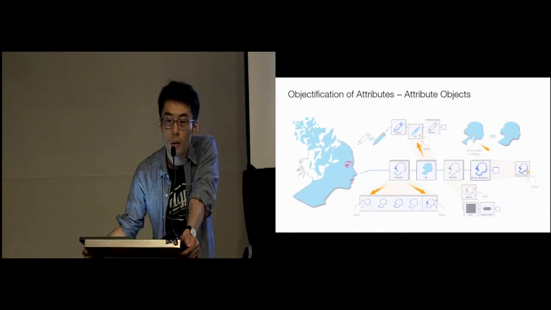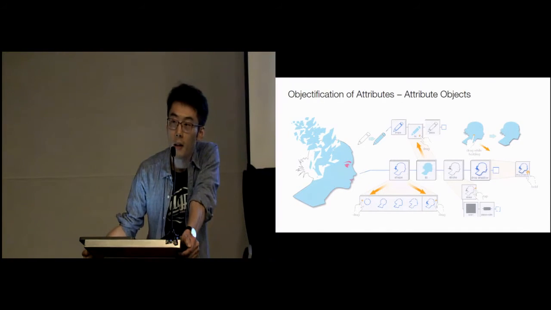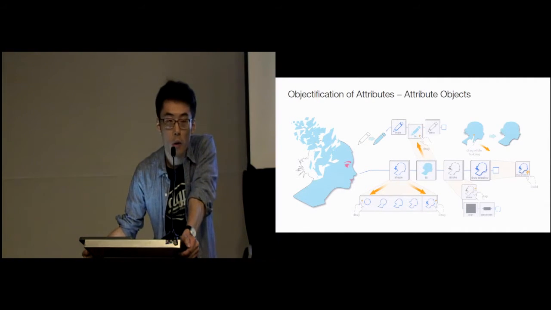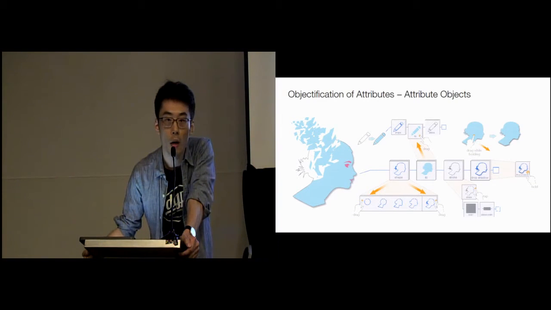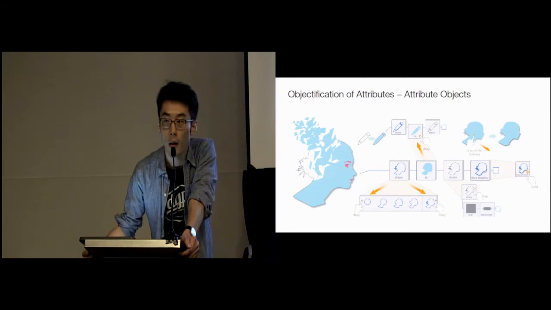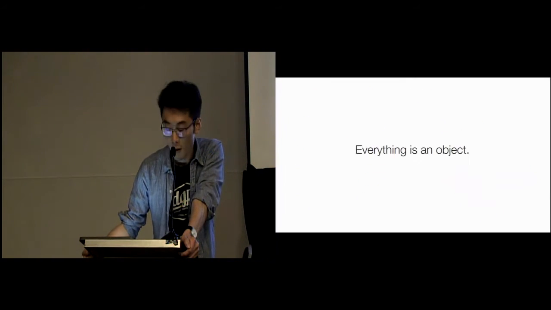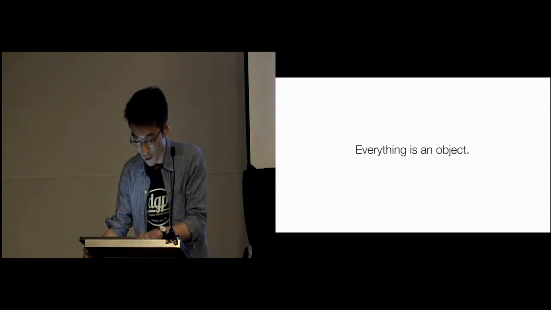The central theme of OOD is the extensive objectification of attributes into what we have termed attribute objects. Attributes in our system are no longer numbers in a form; they are themselves objects that you can directly physically manipulate. Let's see how it works.